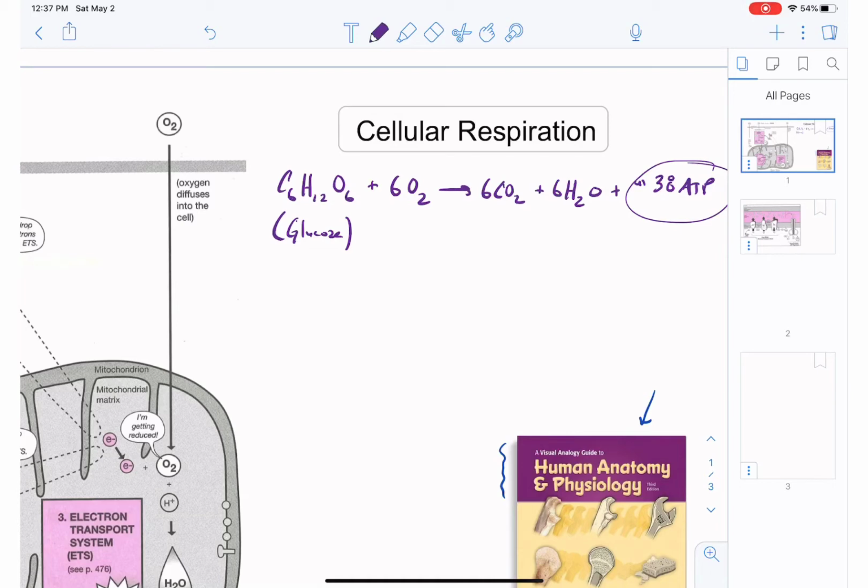Why is ATP so important for the cell? Well, all living things, all cells require chemical energy to power their activities. And the form that chemical energy needs to be in for the cells to be able to utilize is ATP. So we're converting energy that we obtain from nutrients like glucose to a form that the cell can use, ATP.